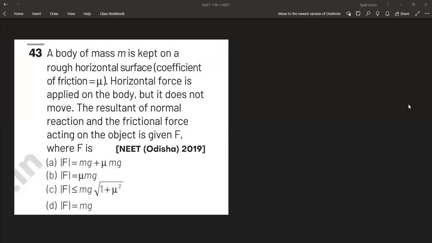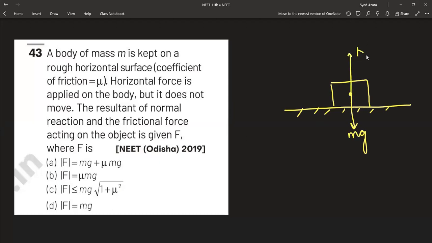So first you have to make the free body diagram of it. Now you have kept the block. What all forces are acting? Downwards, the gravitational force will act. That is mg. And perpendicular to it, you will have the normal reaction, correct? Now see, this is saying that the body is kept on a horizontal rough surface. Coefficient of friction is also given. So what will happen? The frictional force will be acting. Okay. Now this is saying what is their resultant that has been formed.